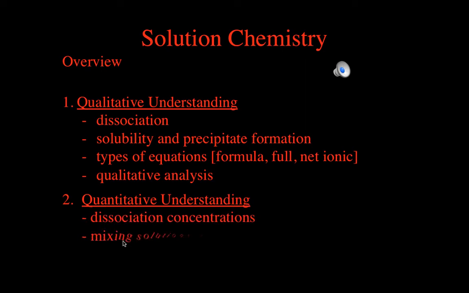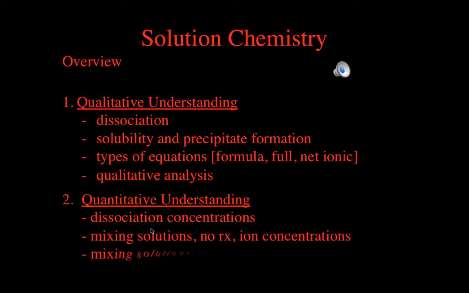The quantitative turns out to be pretty straightforward. Yes, we have to be able to write dissociation equations to work out concentrations. That's easy. We can mix solutions with no reaction. That means no precipitate, and find concentrations. That'll take a bit of effort. And then the hardest we'll do is mixing solutions and finding ion concentrations or the mass of a precipitate. So in this case, by reaction, we mean we made a precipitate.